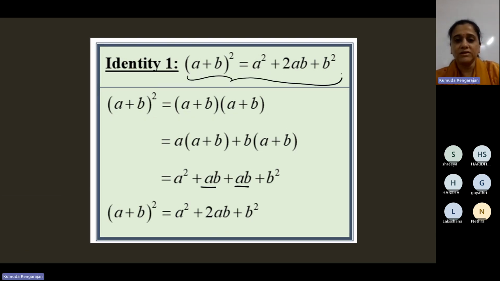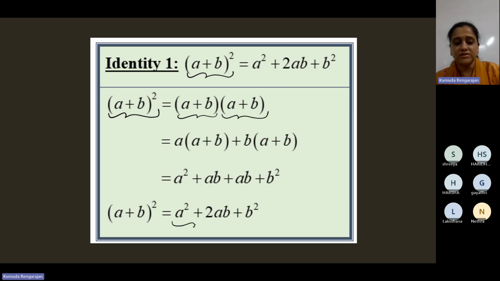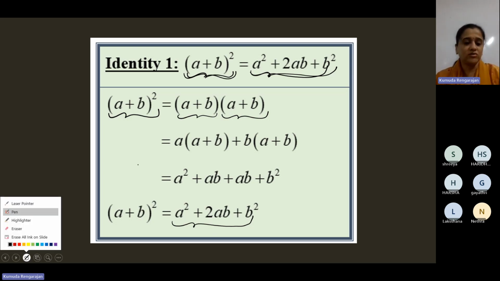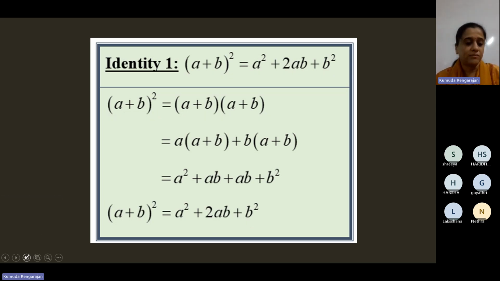Here, in this identity, we take up the LHS, a plus b the whole square. This is the left-hand side. We work the left-hand side. So what is a plus b the whole square? A plus b into a plus b. We find this product. And you see that the result is a squared plus 2ab plus b squared, which is the RHS. So when you work the LHS, the result you get is the RHS. So together it makes an identity. LHS is equal to RHS. So this is an algebraic identity.